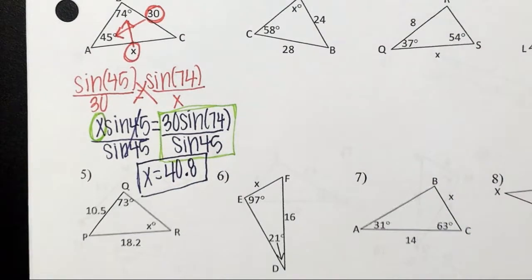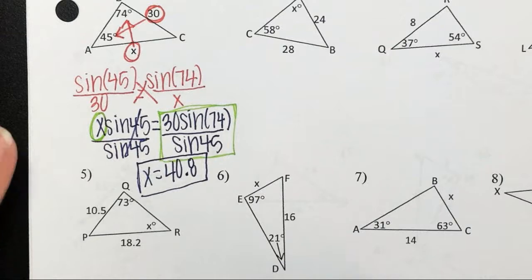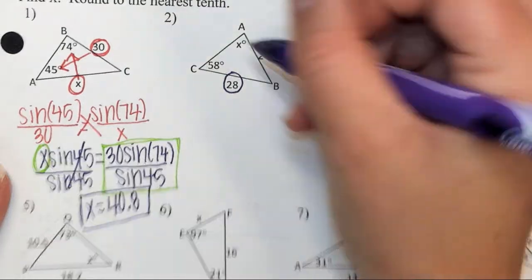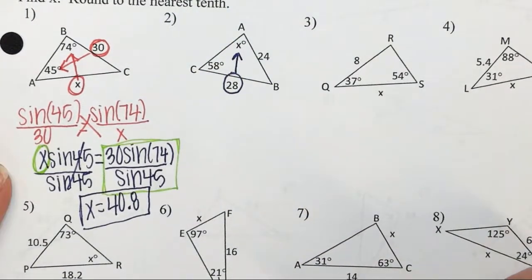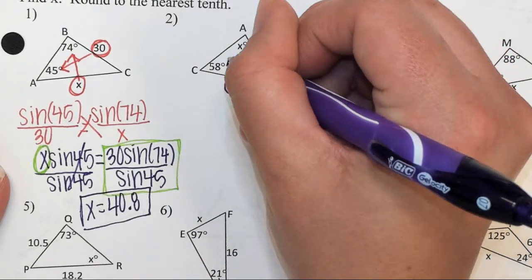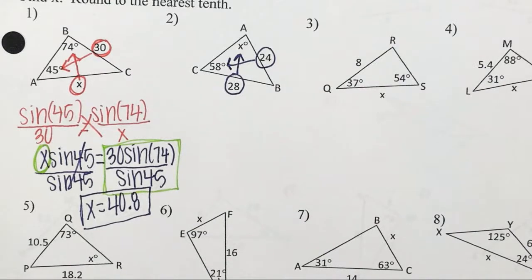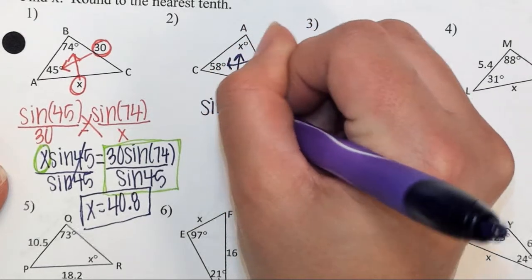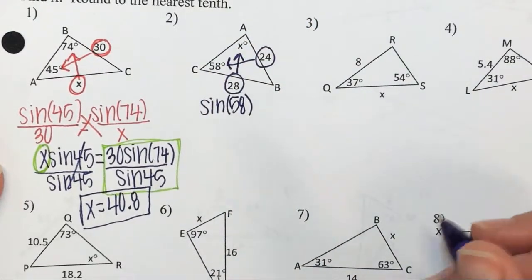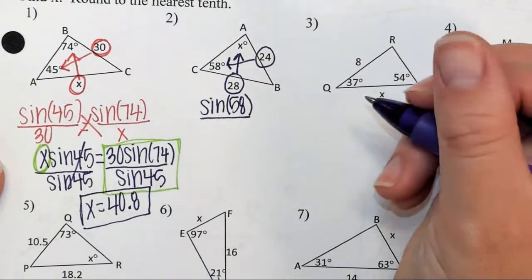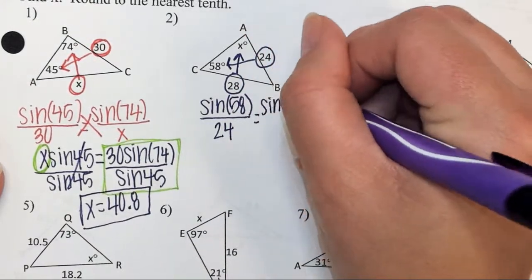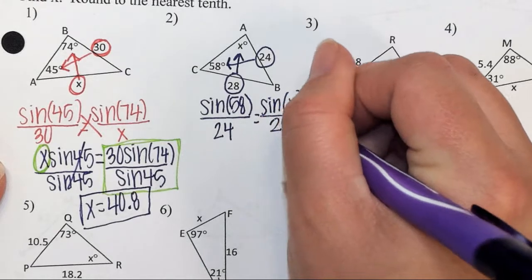Okay, so let's go to number 2 and let's do the same thing. Circle your sides. What's one side? 28. And it goes with? What's another side? And it goes with? Look, you're halfway there. So now your angle goes beside sine. So you'll have sine of 58. It doesn't matter which one goes first. Sine of 58 divided by what? Good. It goes with 24. Sine of x divided by 28.